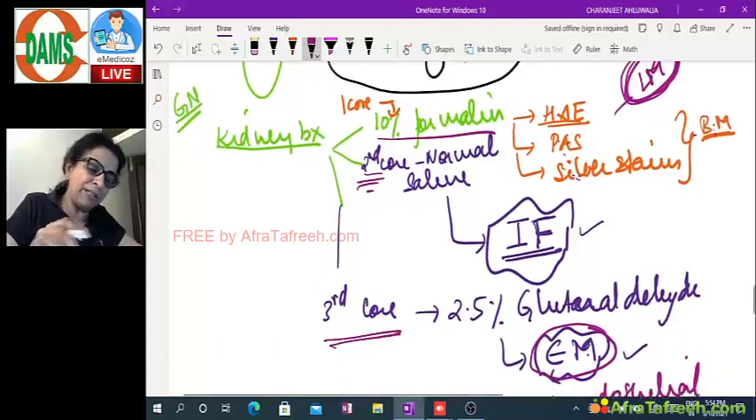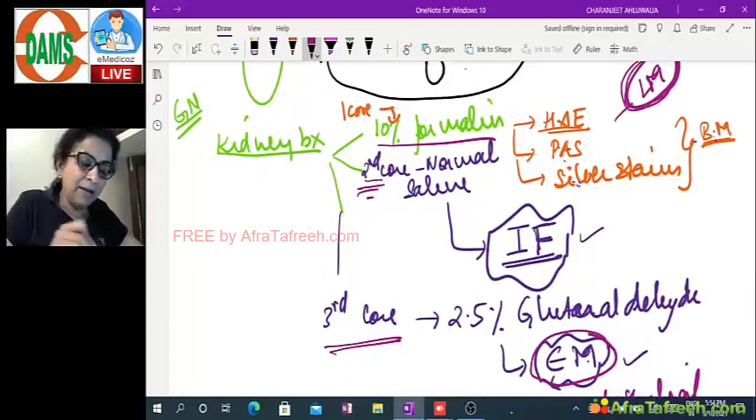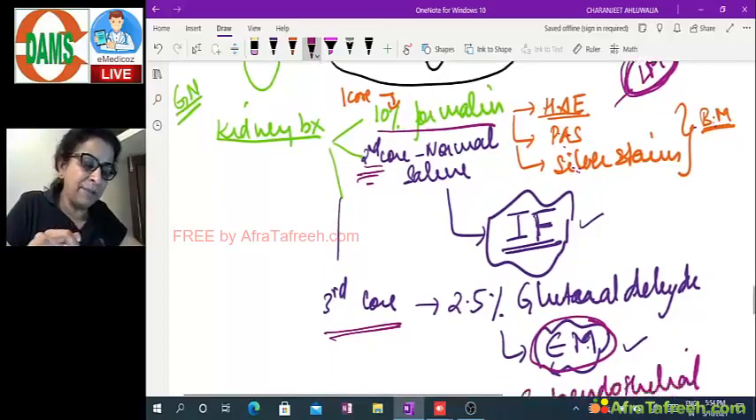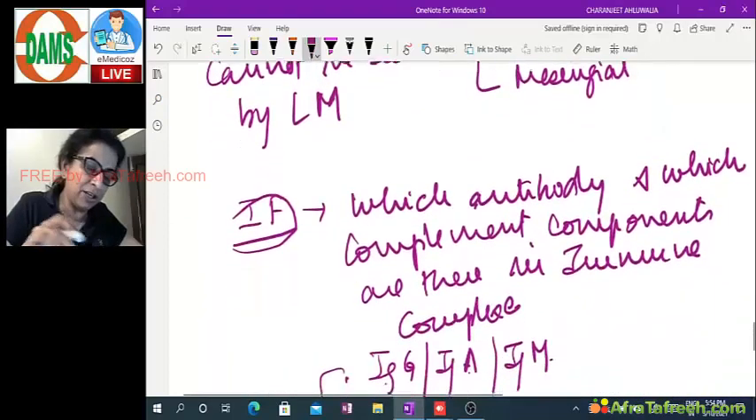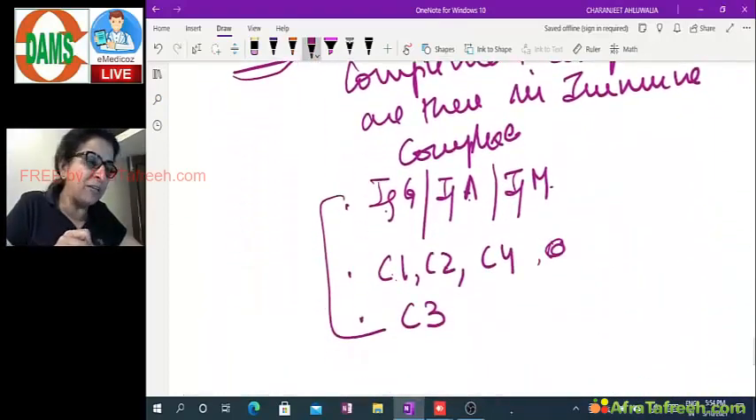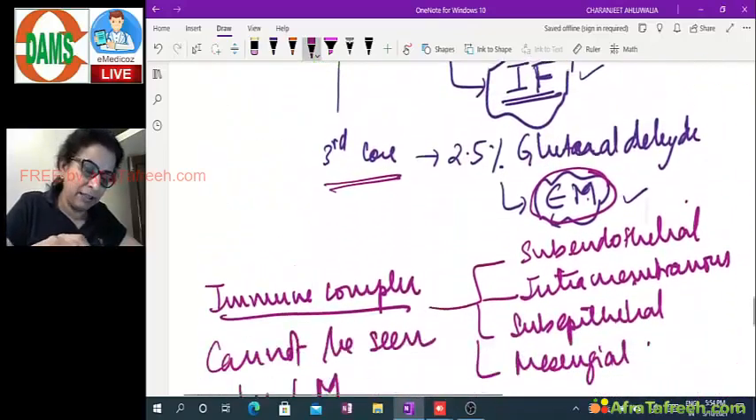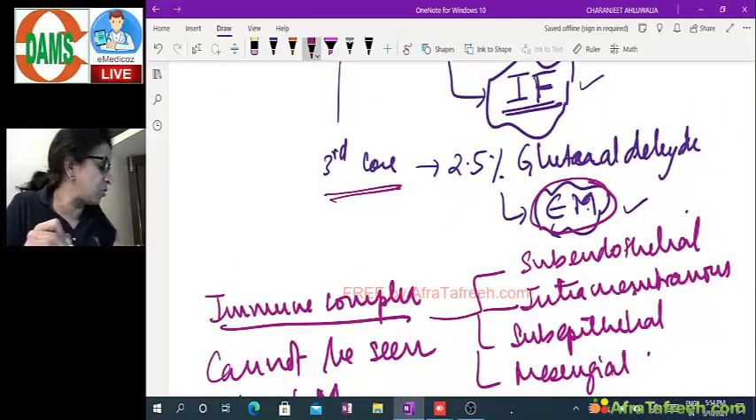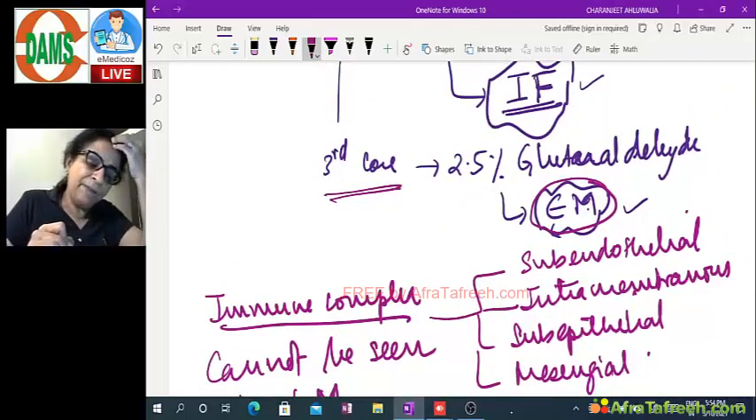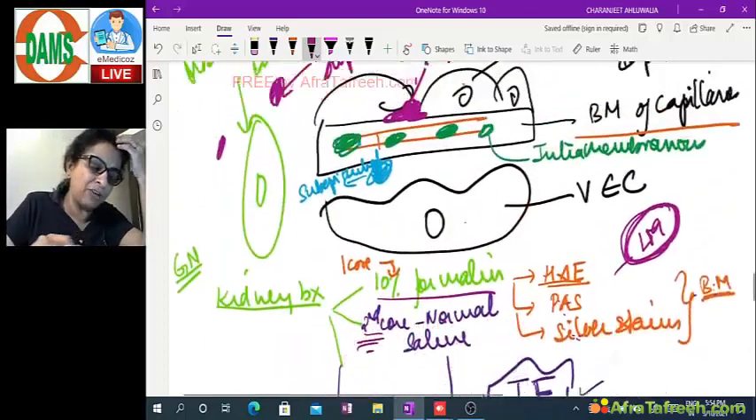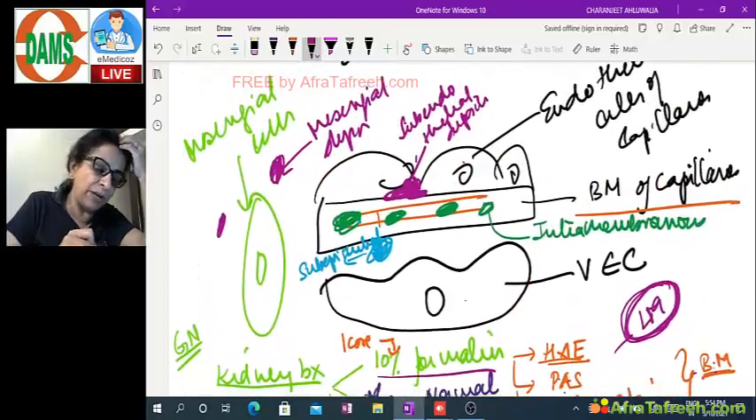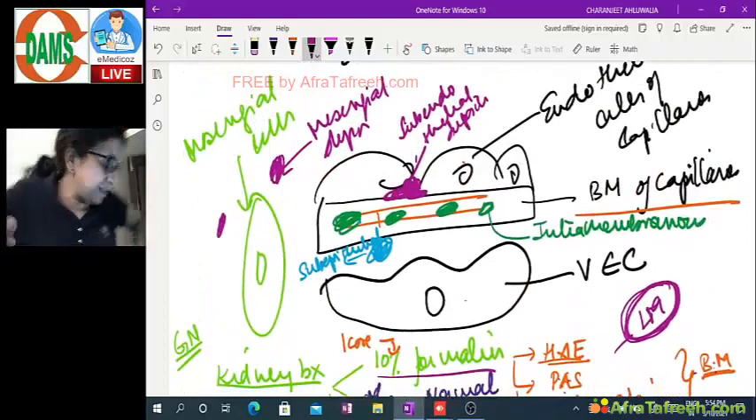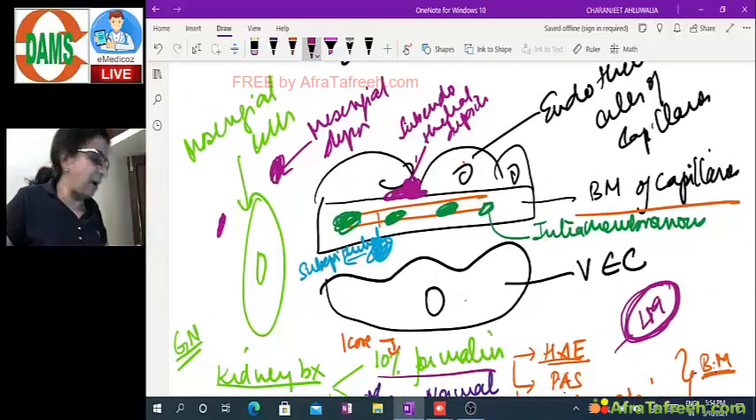Then tell them to submit the second core in normal saline, and you will do an immunofluorescence examination. By immunofluorescence, you will be able to find out which antibodies and which complement components are found inside these deposits. And the third core, you ask them to submit in 2.5% glutaraldehyde so that you can do electron microscopy, and by electron microscopy you will find out the location of these immune complexes. So this is the introduction part which you have to know.